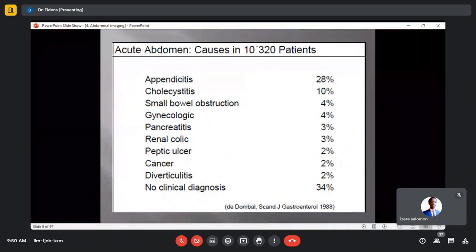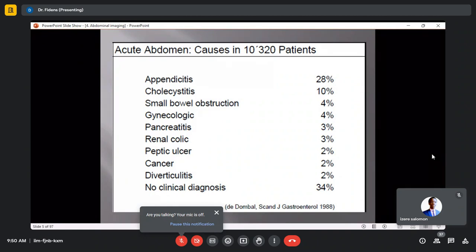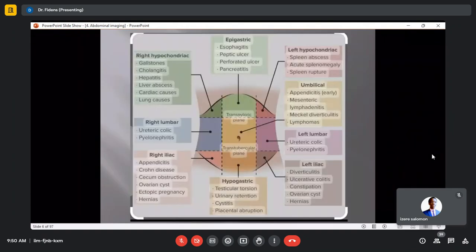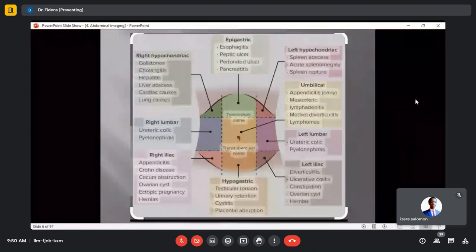And even today, some patients can come with abdominal pain, and when you do your physical or clinical examination or even imaging, you don't find any cause. So this is a diagram trying to show the different differentials when you have a localized pain of the abdomen.